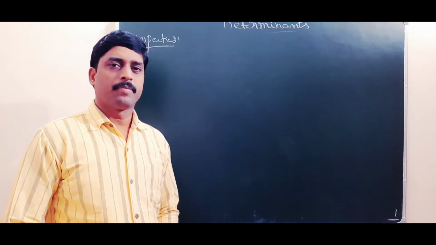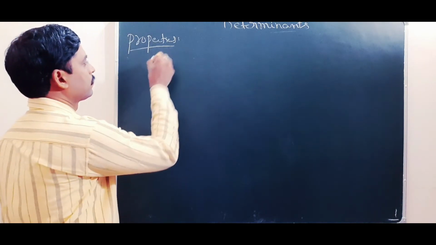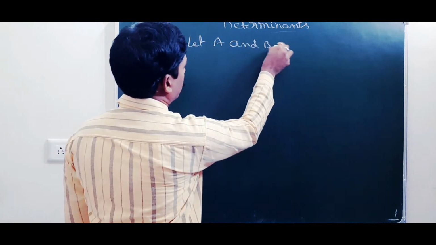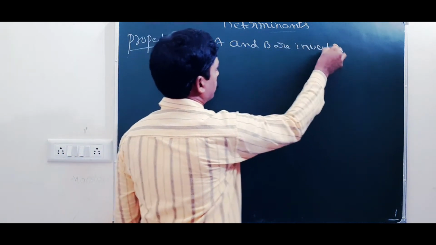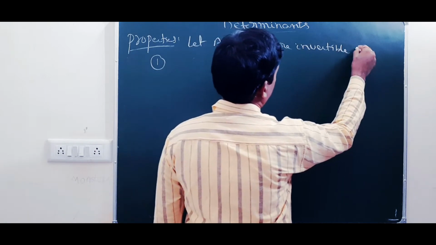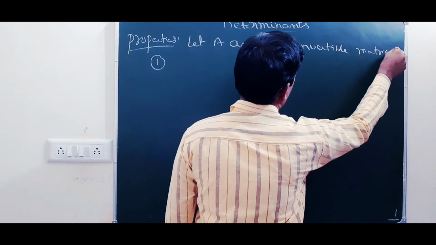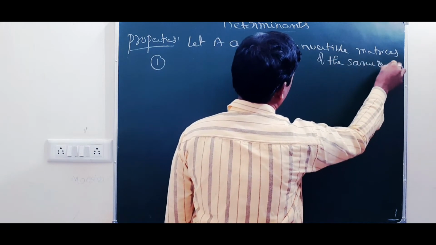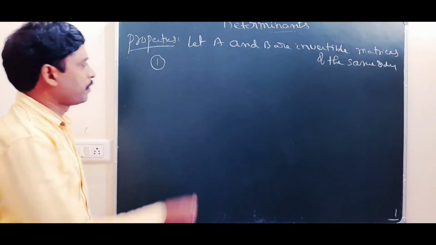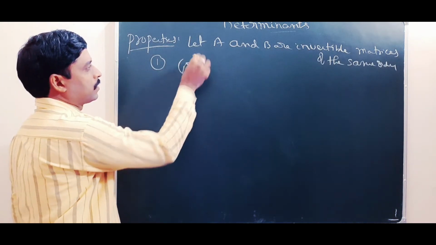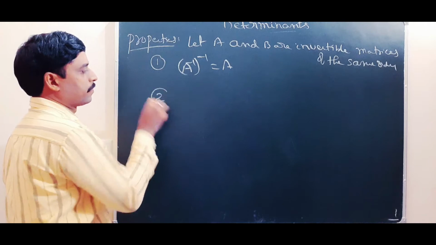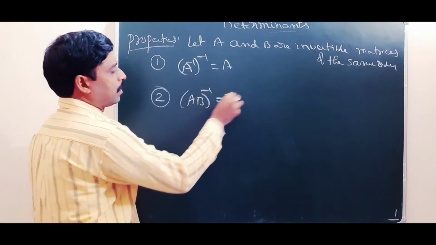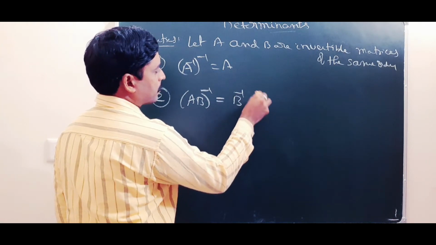Okay, now explain important properties. First one, let A and B be invertible matrices of the same order. Now explain the first property: A inverse whole inverse is equal to A. Now the second one, AB whole inverse, is going to be B inverse into A inverse.